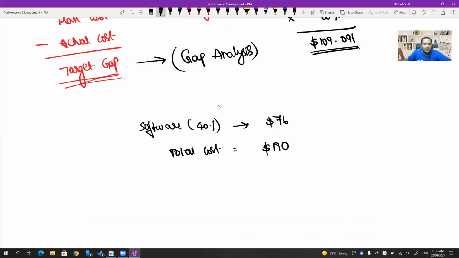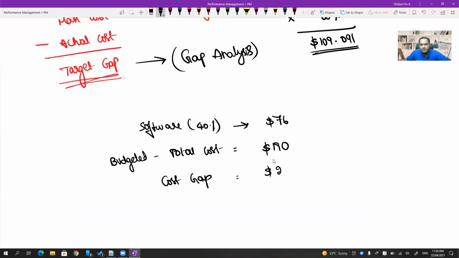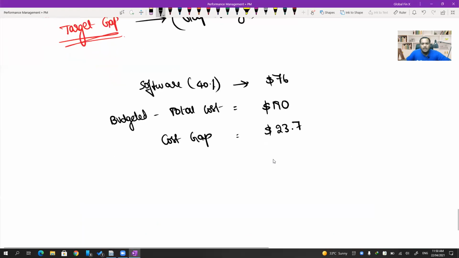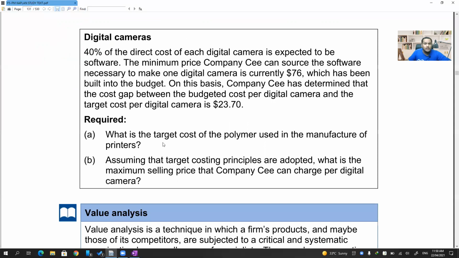Okay, this is budgeted cost. And cost gap is given as 23.7. That means my target cost was 190 minus 23.7. My target cost was $166.3. I should have spent 166.3, but I'm actually budgeting $190.